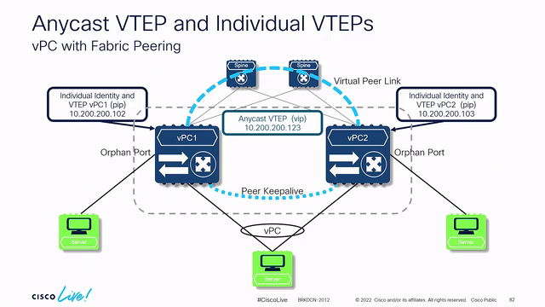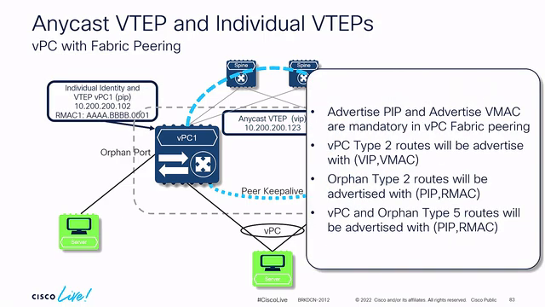So how are they advertised to the rest of the fabric? We still use the same VIP address. So if those are 1, 2, and 3, we will use an IP address which is 10.200.200.123. So the same concept applies here. However, when we talk about advertisements, we do change the concept of advertisements. Any type 2 routes attached over the VPC will be advertised with VIP and VMAC. So similar concept as before. However, if you are a type 2 host attached over an orphan port, you will be advertised with the PIP and router MAC.